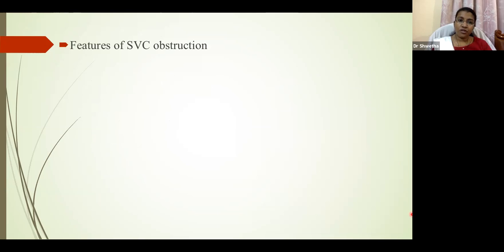SVC obstruction is because the mediastinal mass causes a mass effect on compression of the superior vena cava. This presents as facial flushing, and conjunctival congestion may occur. The neck veins may be full, and some amount of facial edema may also be present. When these features of SVC obstruction are associated with breathing difficulties or wheezing, which is indicative of some sort of tracheal compression, then that is known as superior mediastinal syndrome.